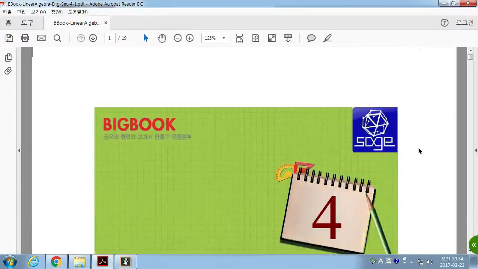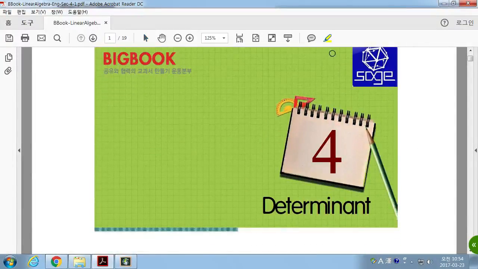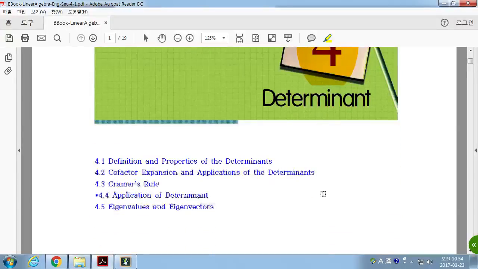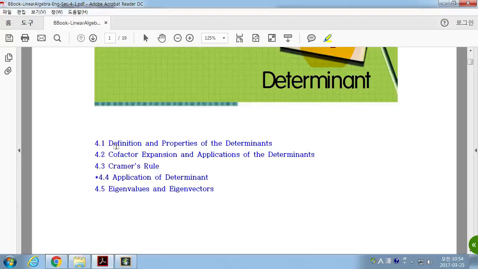Today we start with Chapter 4, which is the determinant. The chapter covers the definition and properties of the determinant, cofactor expansions and applications, Cramer's rule and other applications of the determinant, and eigenvalues and eigenvectors. Today we will cover Section 4.1.